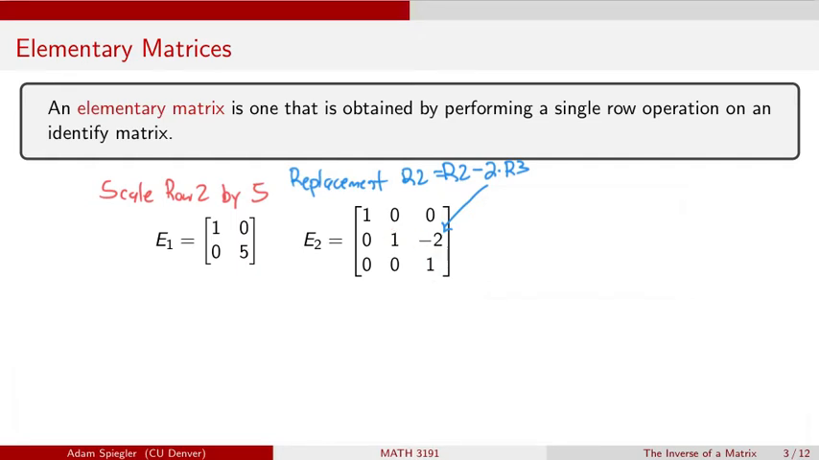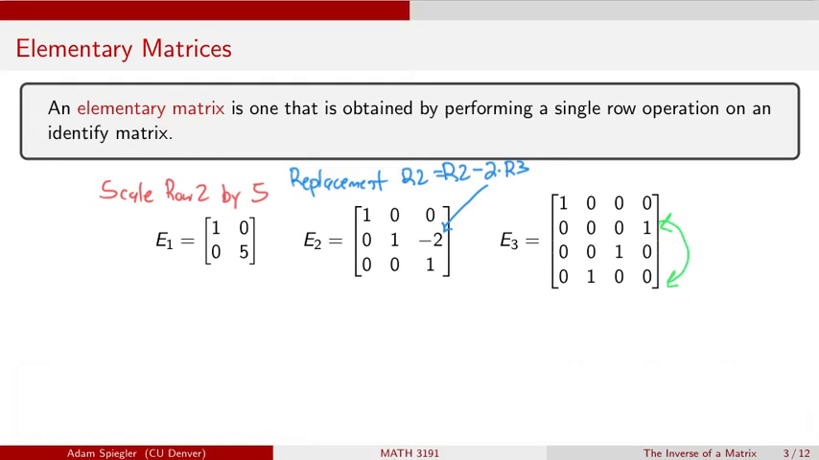And the third type of elementary row operation that we can have is interchange of two rows. So you can see that this matrix E3 looks almost like the identity matrix, but we've applied one change, namely we've interchanged rows 2 and 4. So this would be an interchange with rows 2 and 4. So each of these is applying one individual elementary row operation. We call these elementary matrices.